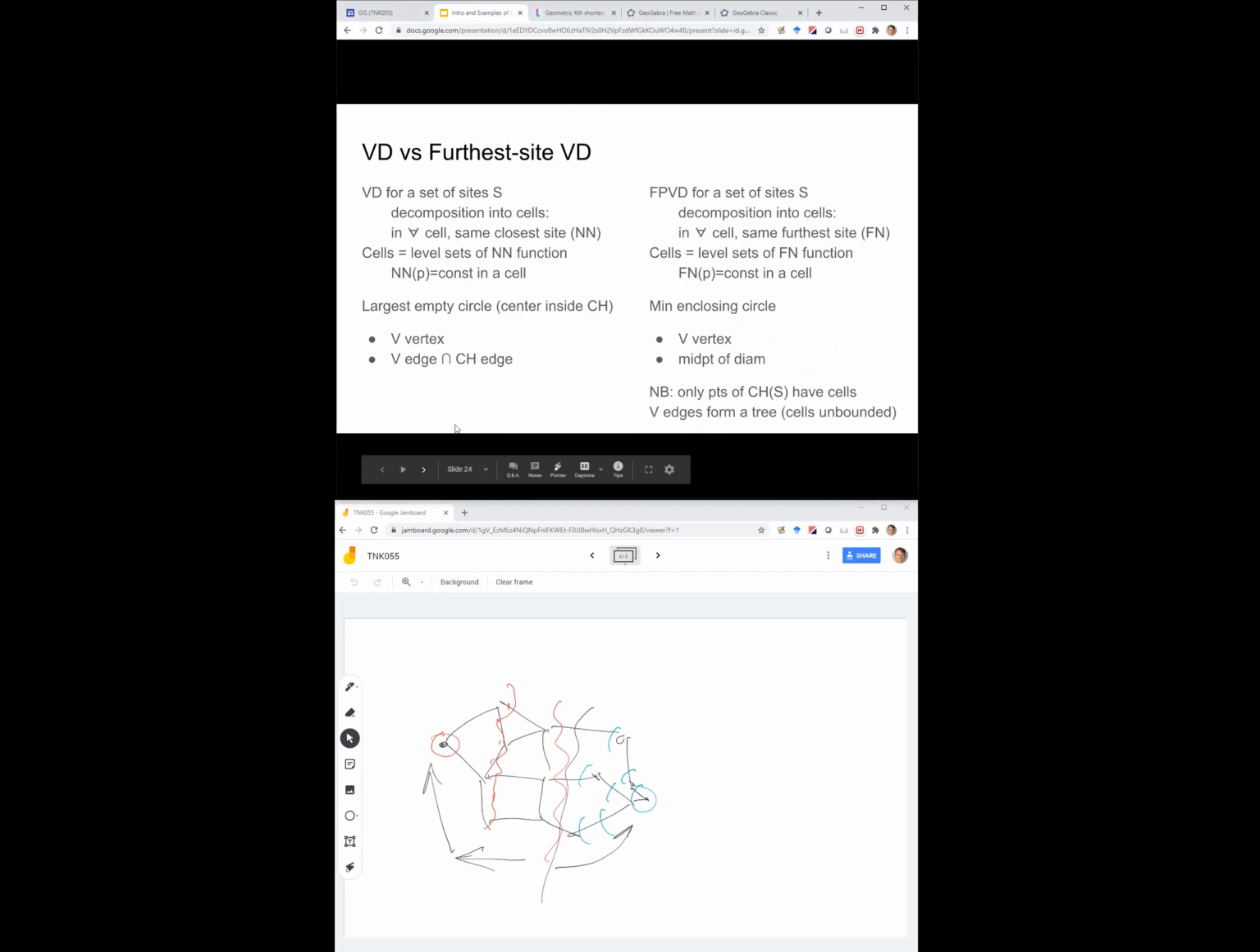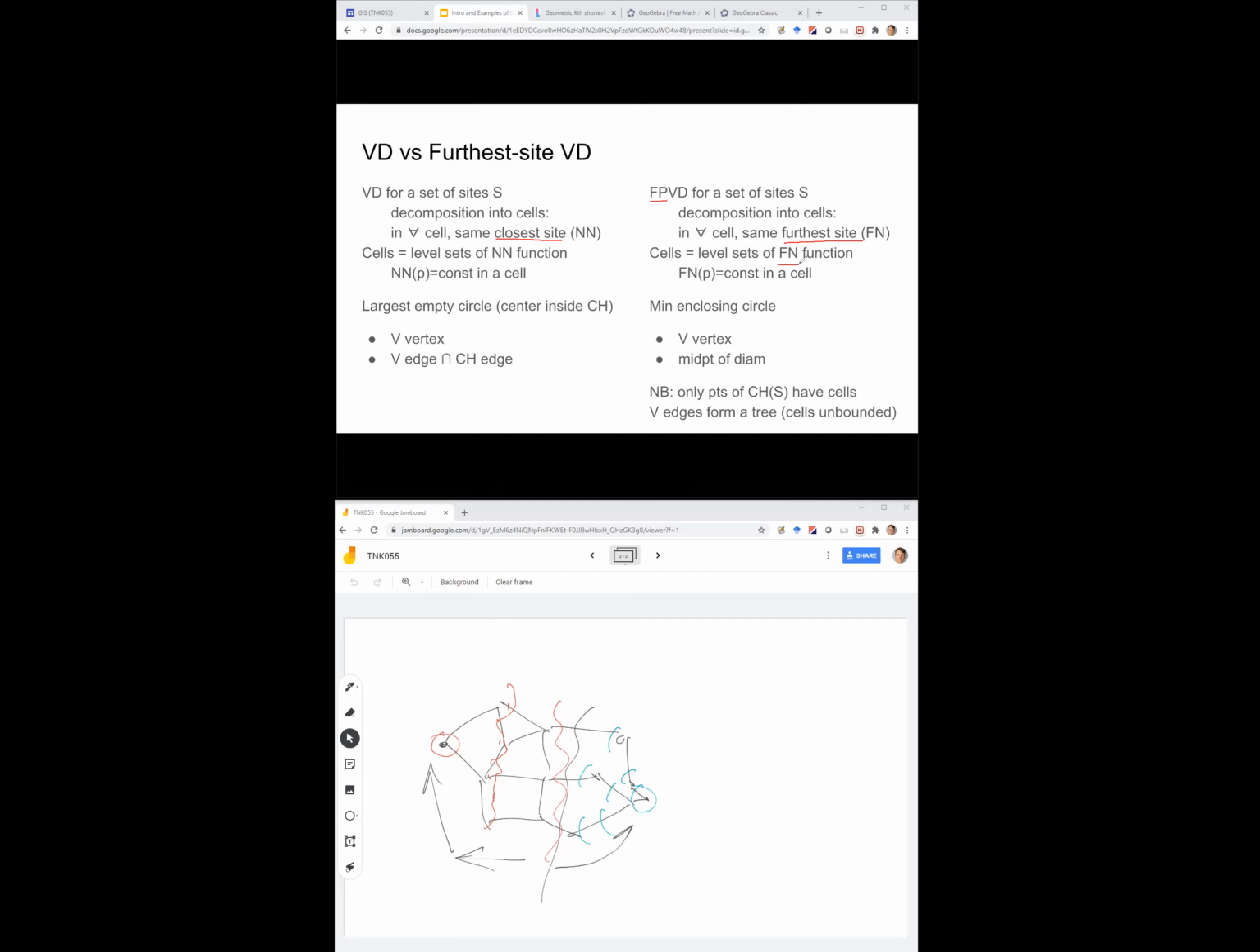Okay, next thing is the farthest side Voronoi diagram. For the Voronoi diagram, we were decomposing the plane, or whatever we had, the network, into cells so that the closest side is the same within any cell. And we can similarly decompose the plane or network into cells so that the furthest side is the same within every cell. So the farthest point Voronoi diagram is the same as the Voronoi diagram, but instead of decomposition based on the closest side, you look at the decomposition based on the furthest side.